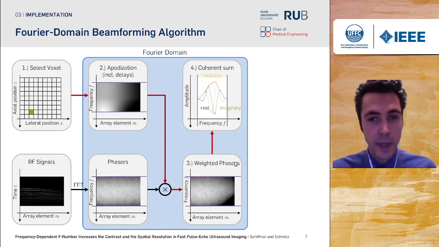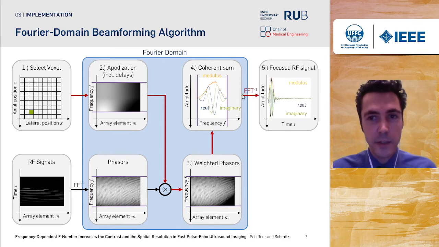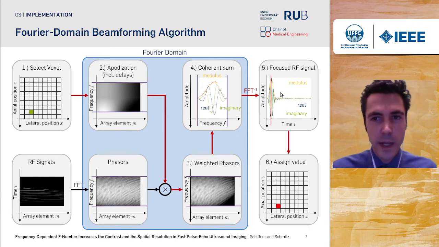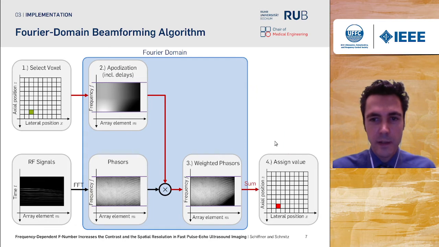A lateral summation of these phasors then results in the Fourier transform of the focused signal that originates from this specific voxel. An inverse Fourier transform then yields the focused RF signals in the time domain. We extract a specific sample of the signal and assign the sample to the voxel. The last two steps can be combined into a single step by simply summing the weighted phasors over 2 dimensions.